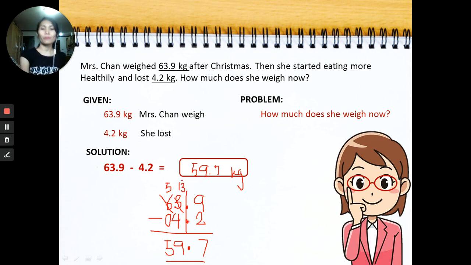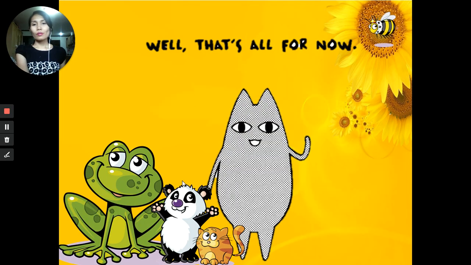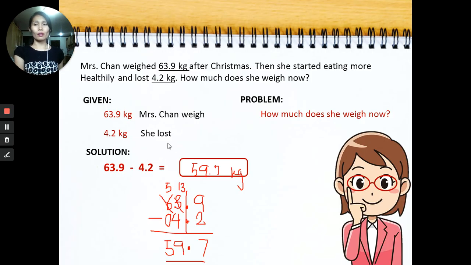All right, so that's how to solve a word problem. Don't forget to find these three important things: the given numbers, the problem, and if you got the problem, then you will know what will be the solution. Remember, if the number you are expecting to get is greater, then you have to add. But if you're expecting a lesser number, then you have to subtract. But this one is only if you are choosing between addition and subtraction.